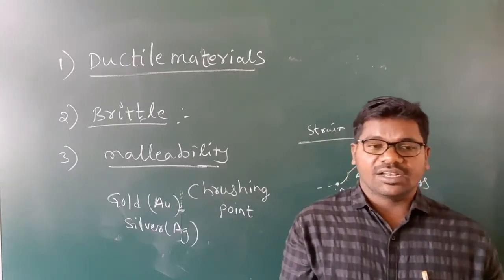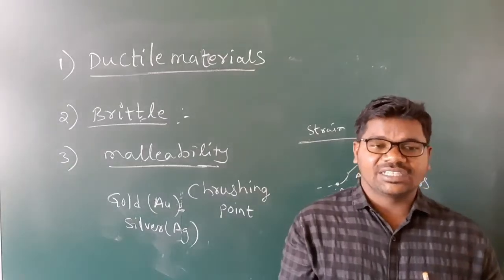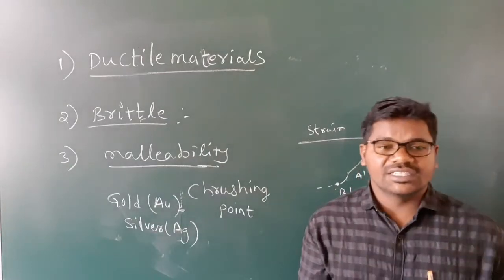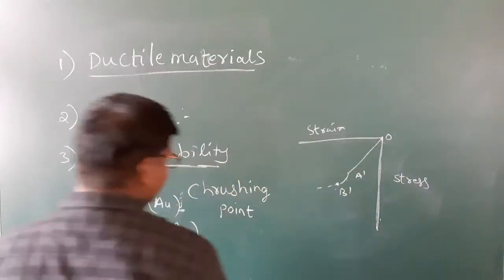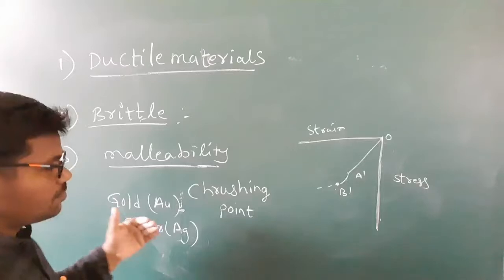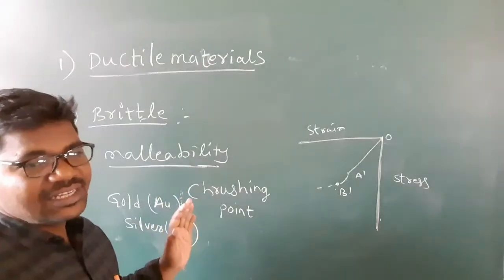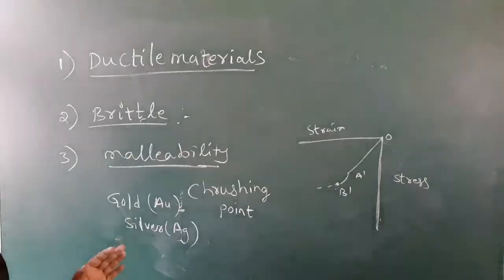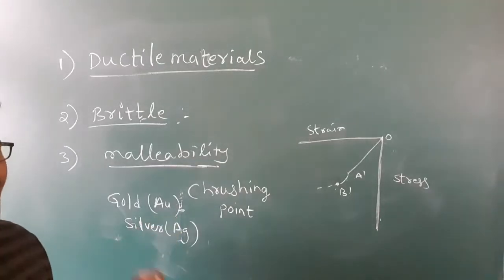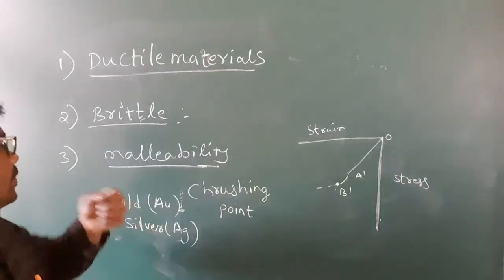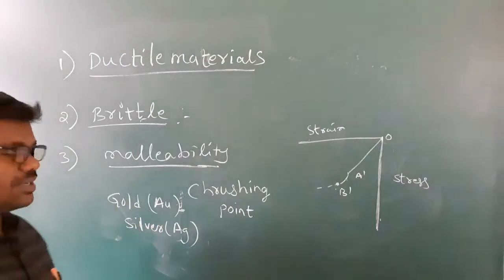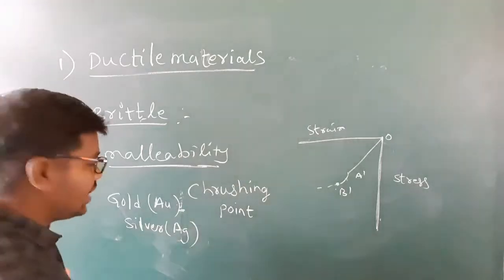Here A dash is the elastic limit and B dash is the crushing point. Understand, my children? After reaching the crushing point, the material will not regain its original shape and size. Next, elastomers, my children.